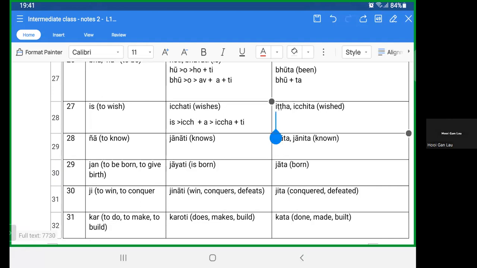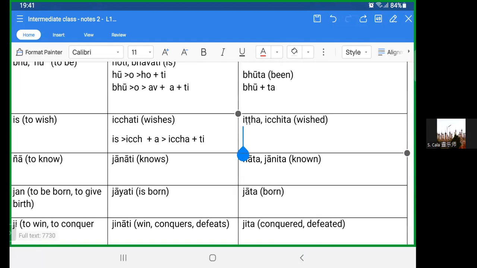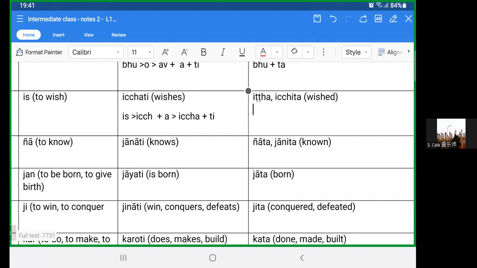So next one, how do you get ittha and icchita? Try this one first. Ittha, how do you get it? I think its root is is also. Plus ta, is it? Plus ta. And then what happened? It becomes ittha. And then change it to the lingual. So you got ittha.